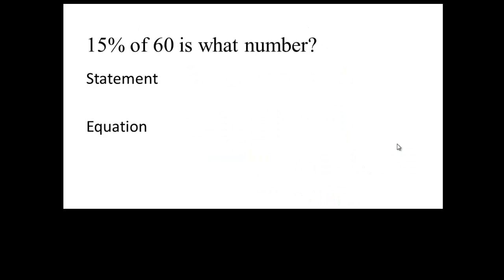Let's look at the question. 15% of 60 is what number? I want to interpret this statement into an equation by identifying of and is as operations. Of becomes multiplication, is becomes an equal sign. What number becomes my variable? Anytime I see the phrase what and then a term, an expression, that becomes my variable.